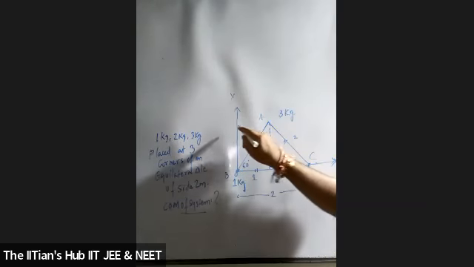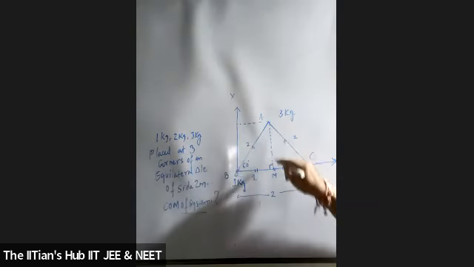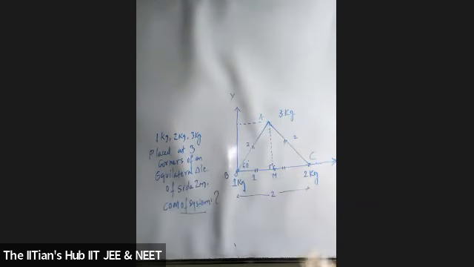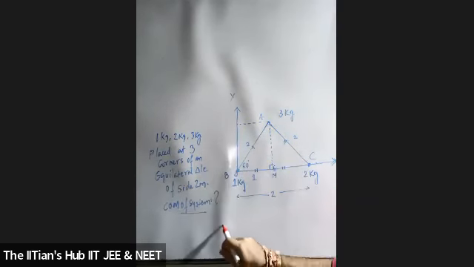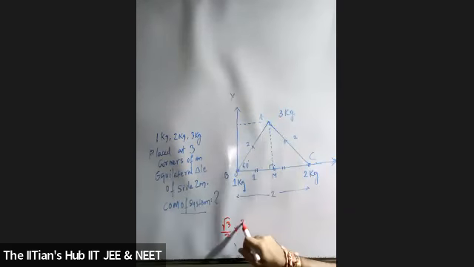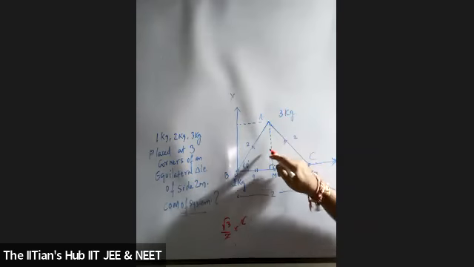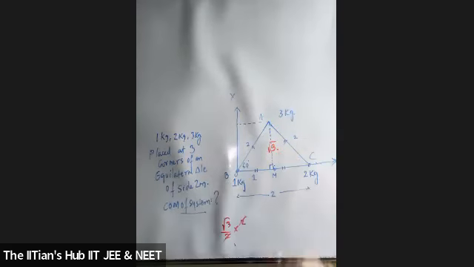Students, what about the altitude AM? What is AM? It's the side opposite to 60 degrees, students. What is the side opposite to 60 degrees? It is √3 upon 2 times the hypotenuse. If I say √3 upon 2 times the hypotenuse, which is 2, what is the value of AM? √3. Is this clear?